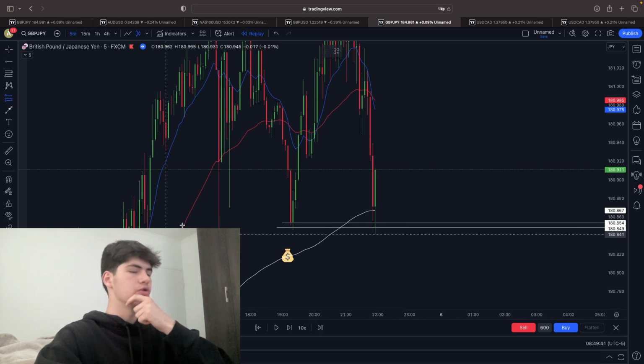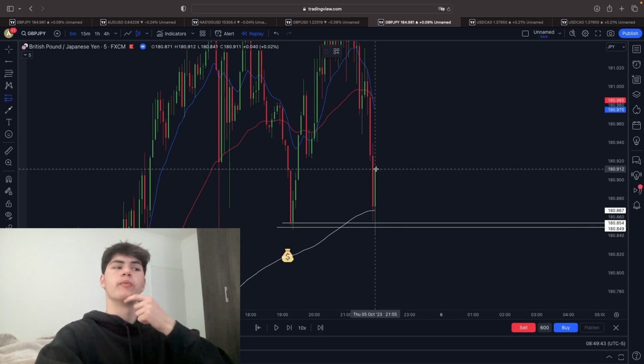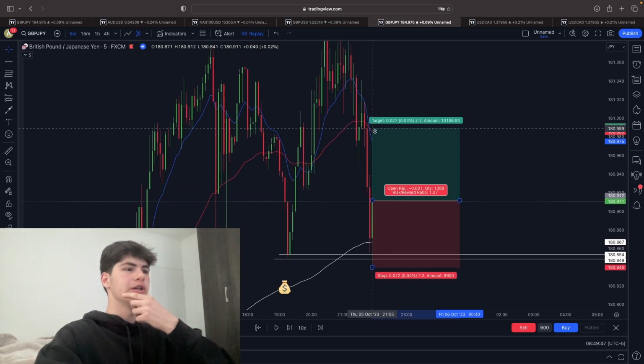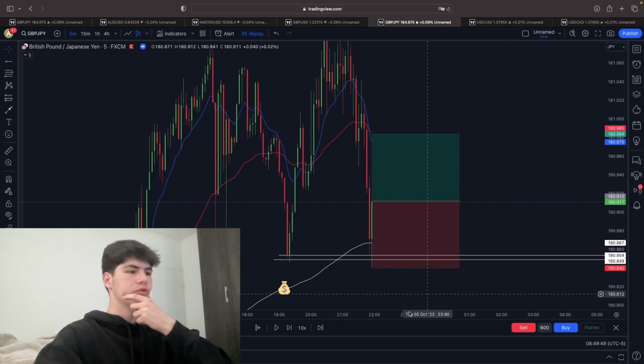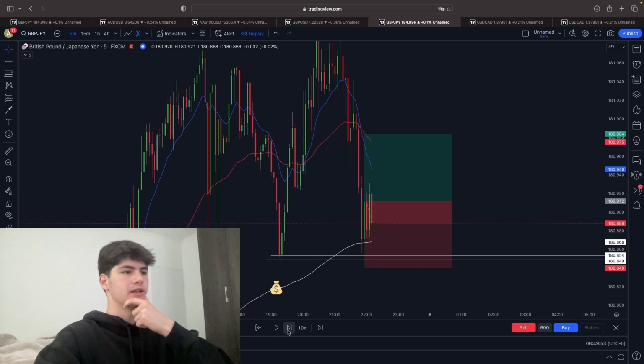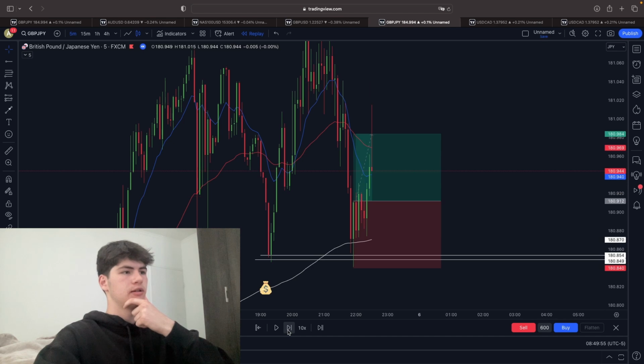No candles closed below the 200 EMA, they closed above. Then all we do is get in on break of the candle and wait for our TP to get hit. Let the trade play out and TP gets hit.